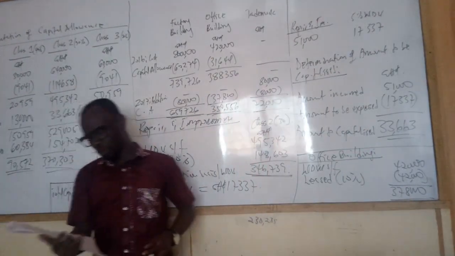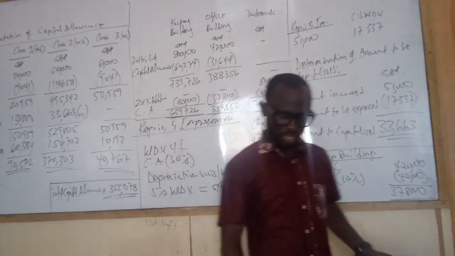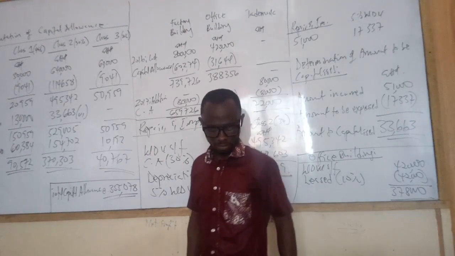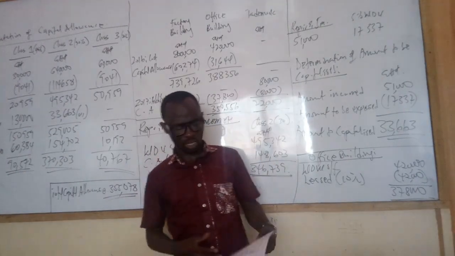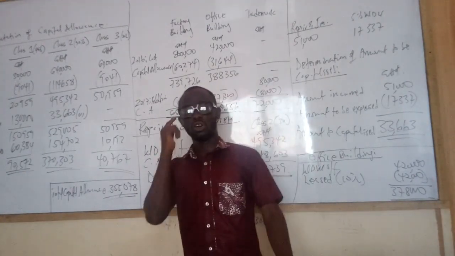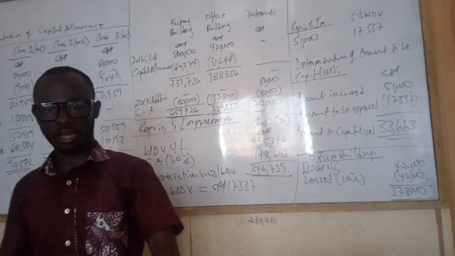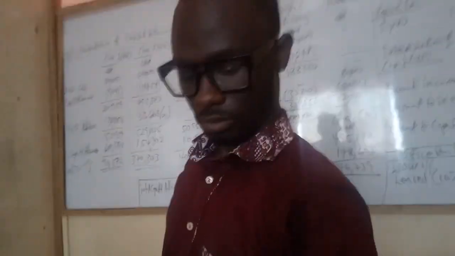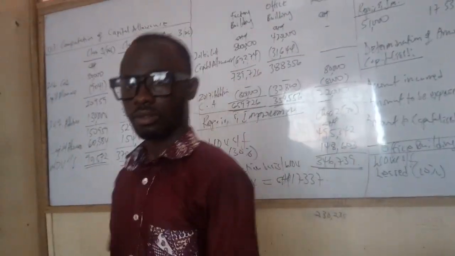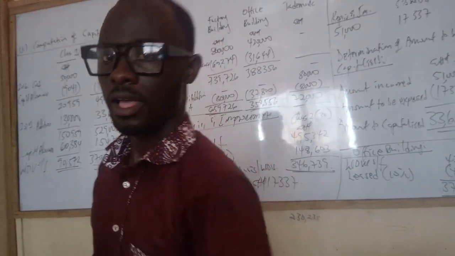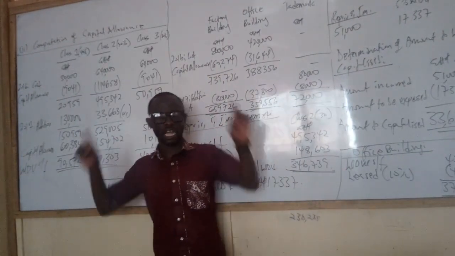So the next thing is we will go to the II aspect of the question, where the examiner said we should calculate the chargeable income for the year ended 2017. So let's see how we calculate the chargeable income. I hope you got that right.